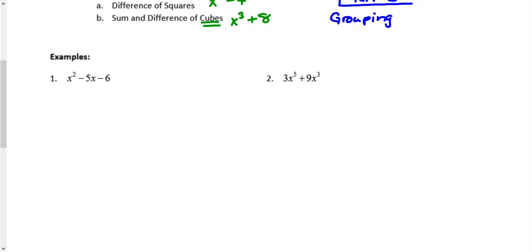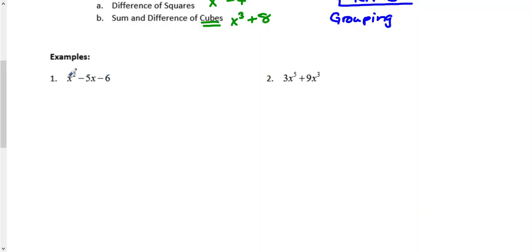So I have example 1, x squared minus 5x minus 6. So I know x squared is positive, which is good. First I'm going to look for a GCF. Here there is no GCF that is bigger than 1. They don't all have x, and I can't divide them all by a number. So I'm going to move to step 2, which is playing the game.